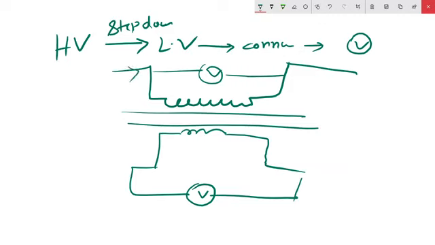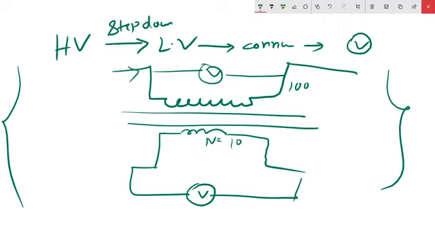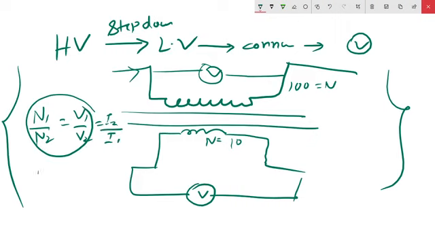Now they're asking about a potential transformer. This complete setup is a potential transformer, used to measure high voltage. If the primary and secondary coils have 100 and 10 turns respectively, the primary coil has 100 turns and the secondary coil has 10 turns. So N1 is 100 and N2 is 10. We know the transformation ratio N1 by N2 is equal to V1 by V2 is equal to I2 by I1. So we will take the equation N1 by N2 is equal to V1 by V2.